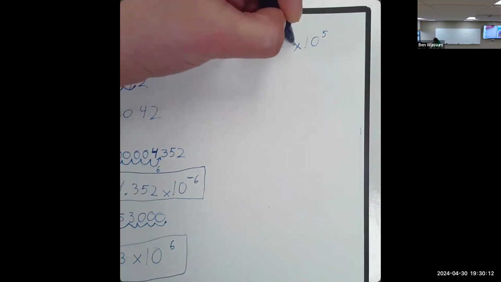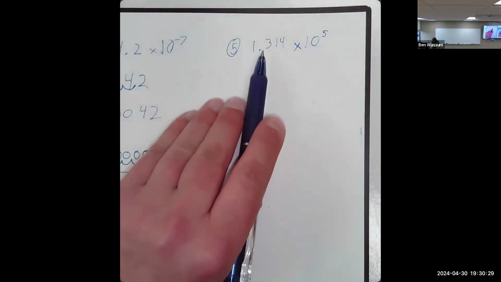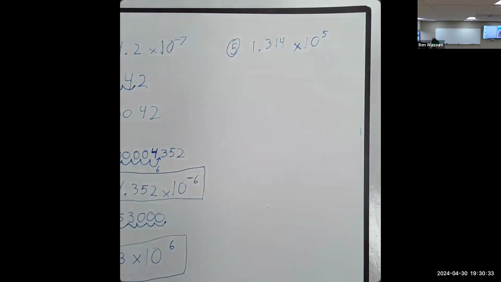Now, for this one, first thing I'm noticing is I have 10 to the fifth. That is a large enough number, right? 10 to the fifth, that is 10 times 10 times 10 times 10 times 10. That's a good amount of tens, right? So this is a big number. If this is a big number, that means this decimal is going to go that way to make sure it looks like a big number, right?